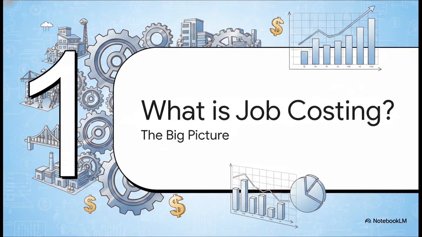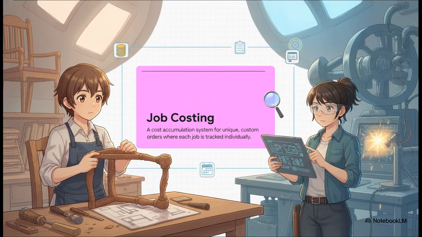All right, Section 1. What exactly is job costing? At its core, job costing is a cost accumulation system designed specifically for unique bespoke projects. Think about a custom furniture maker who just got an order for 20 bespoke dining chairs for a boutique hotel, or maybe an engineering firm building a highly specialized machine. Because the production is completely customer-specific, no two jobs are identical. So every single job becomes its own unique, individually trackable cost object with a very clearly defined start and finish.